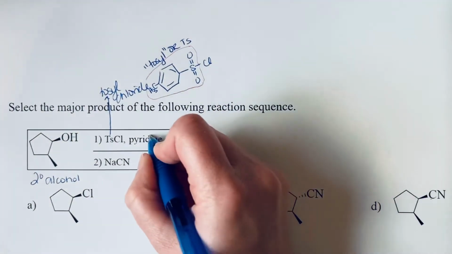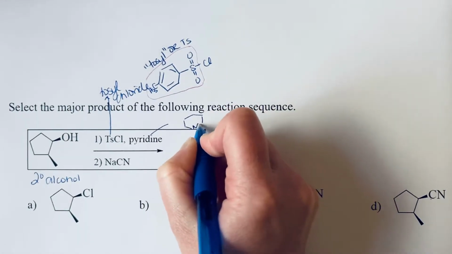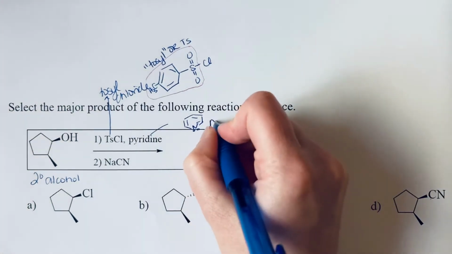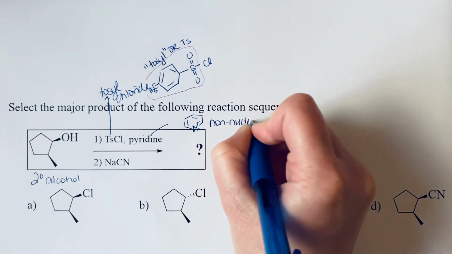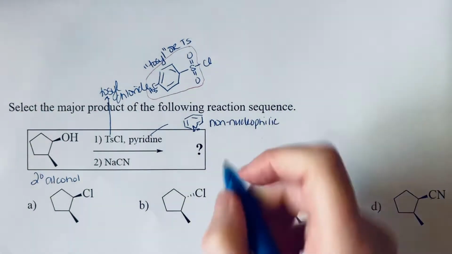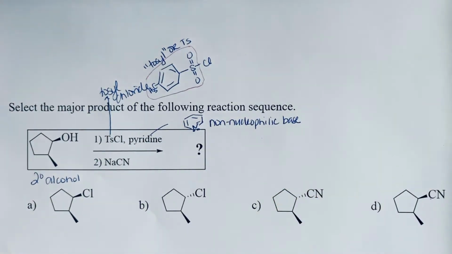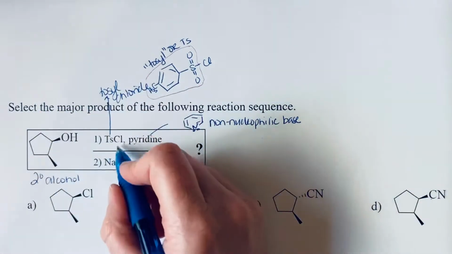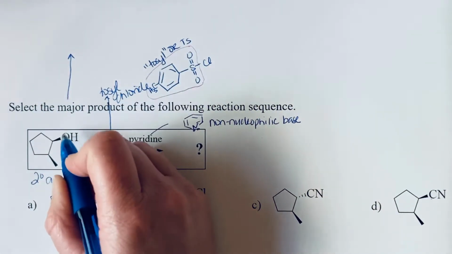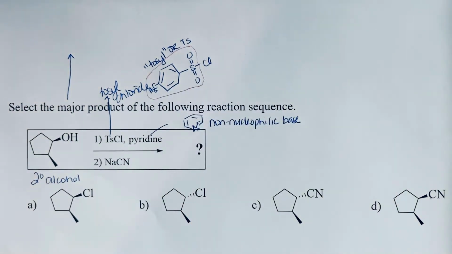Okay, and then the pyridine is a non-nucleophilic base. So it is a nitrogen base that looks like this. So when we say it is non-nucleophilic, that means it can act as a base in terms of removing an acidic hydrogen, but it is not going to compete as a nucleophile. All right, so the first thing that's going to happen in this first step is your alcohol is a nucleophile. The sulfur of your tosyl chloride is electrophilic.